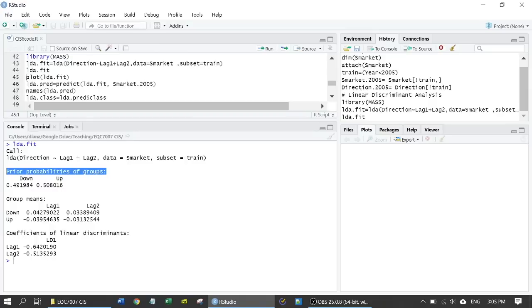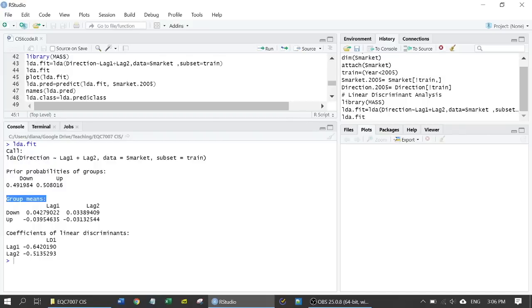So what does this mean? You need to remember that we have the data from 2001 until 2004 for this training data set. Based on this, the prior probabilities tell us that 49% of the data from 2001 to 2004 is actually down, and 50.8% are actually up. So this is just the mean of the ups and downs in the variable Direction in the training data set. And then the next thing we see is the group means.